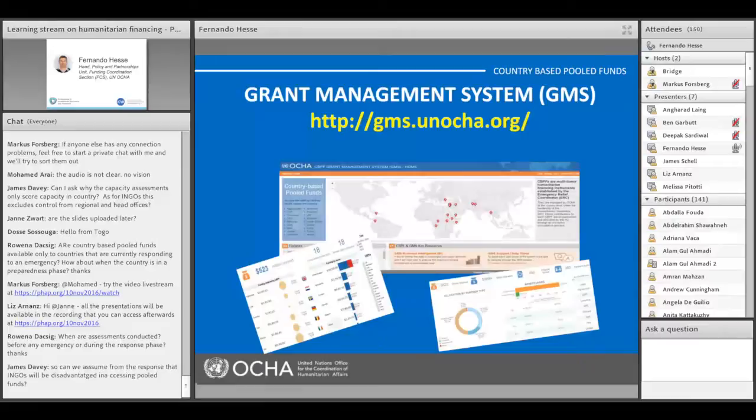As part of the GMS, the business intelligence is a tool that displays the data in a meaningful and useful structure, which helps users to analyze the ongoing business process with a consolidated view. And I would invite you to go to the GMS and then go into the business intelligence section and really see the latest data. It's real-time data that you will be able to see on the overall country-based pool funds.